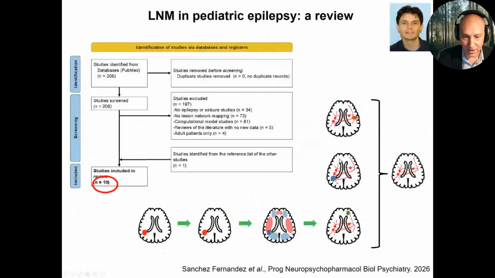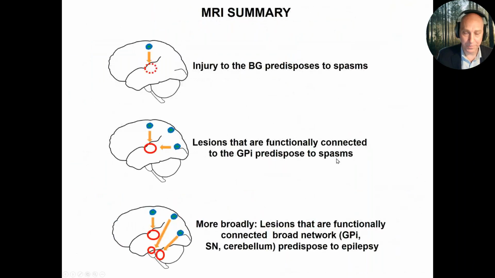Now, I may have lost you, so I'm going to go back to summarizing, and then we'll move on to EEG. So going back to the network effects of EEG abnormalities and how to identify these targets a bit more accurately, we know that an injury to the basal ganglia predisposes to spasms. We also know that lesions that are functionally connected to the GPI predisposed to spasms. We saw that from the lesion network mapping work.